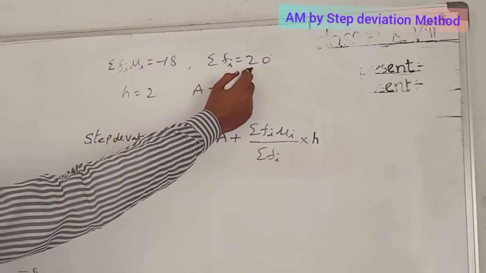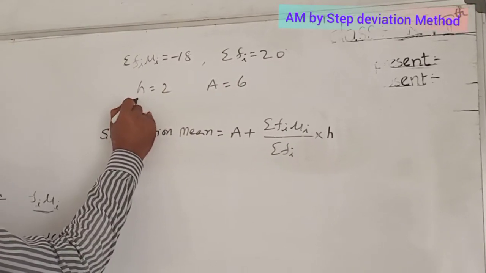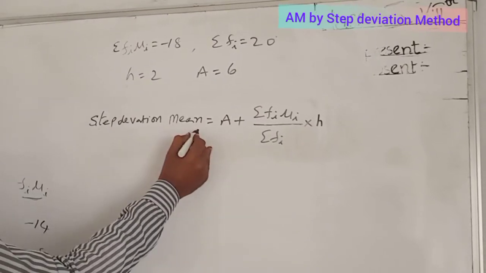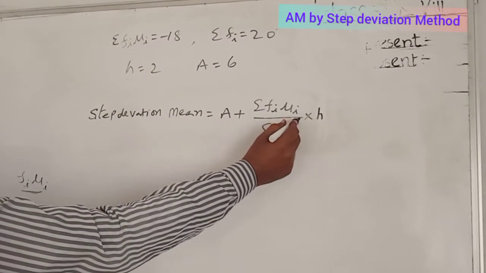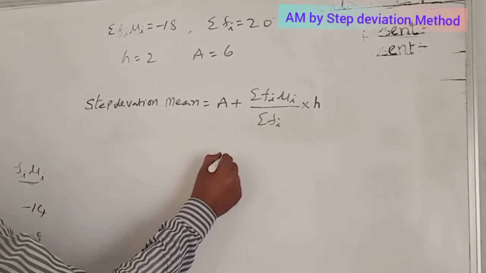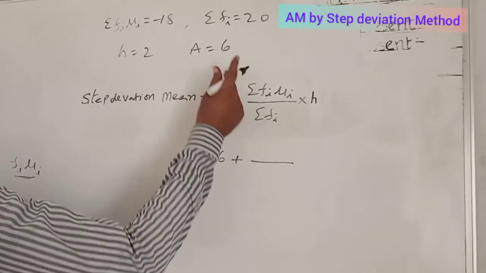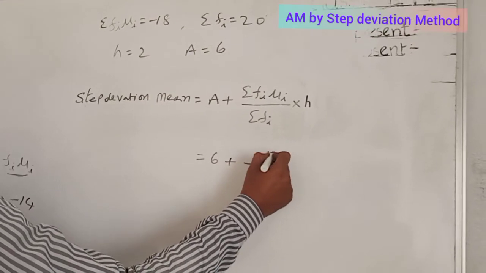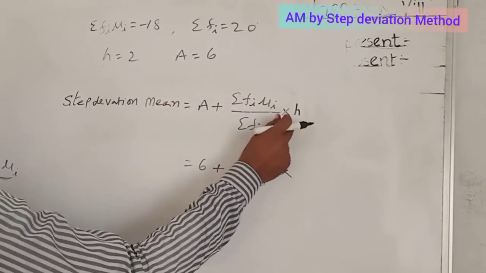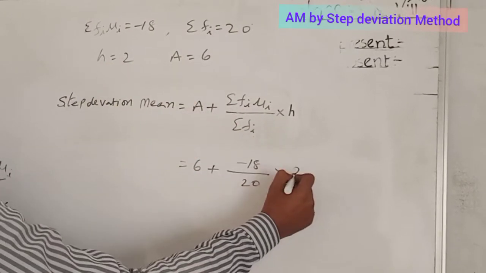Sigma Fi equals 20. H is the class size or class interval, equal to 2, and A equals 6. The step deviation mean formula is A plus sigma Fi Uy by sigma Fi, into H. So A is 6, plus sigma Fi Uy which is minus 18, by sigma Fi which is 20, into H. H is the class size, equal to 2.